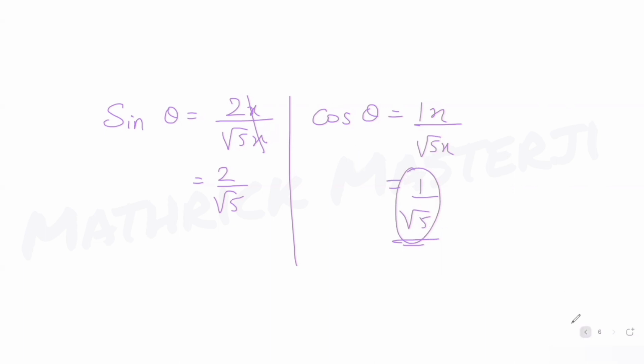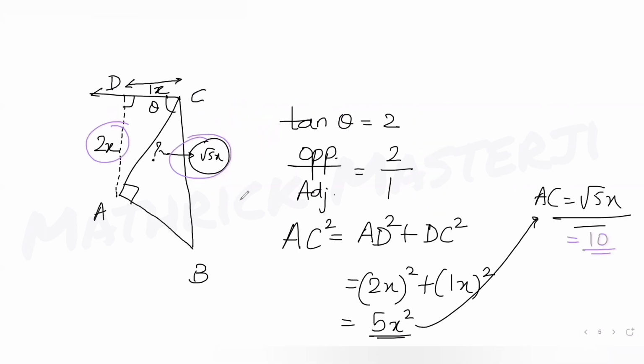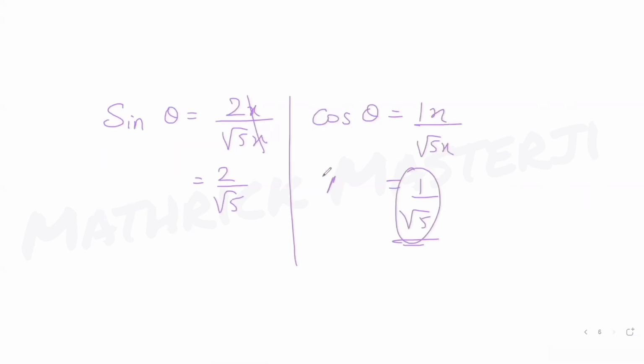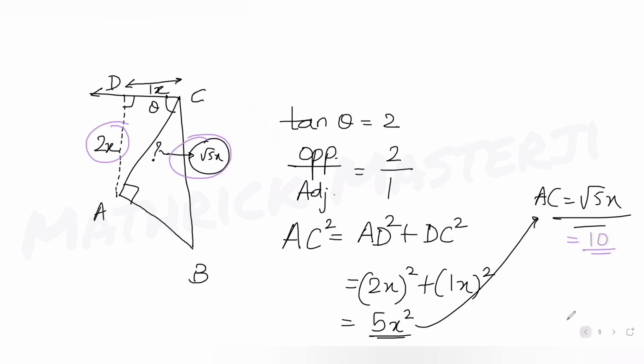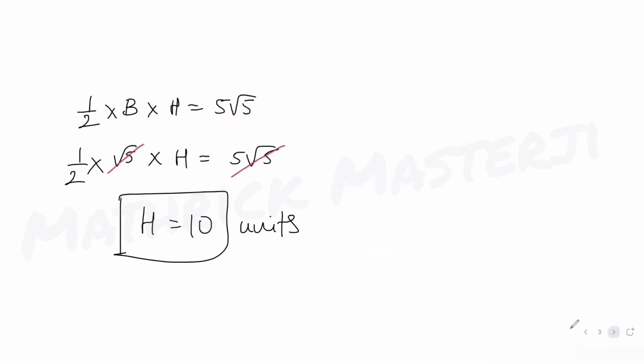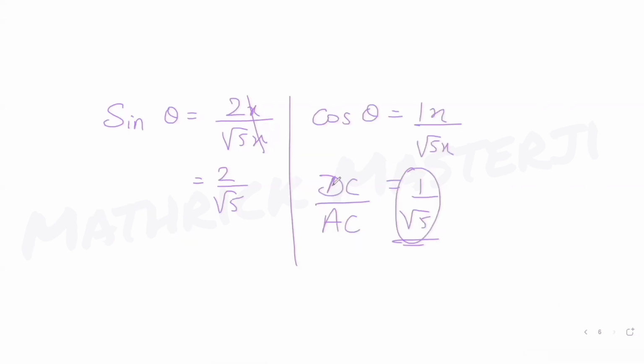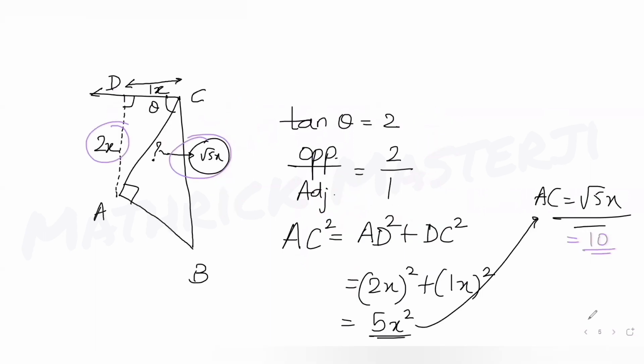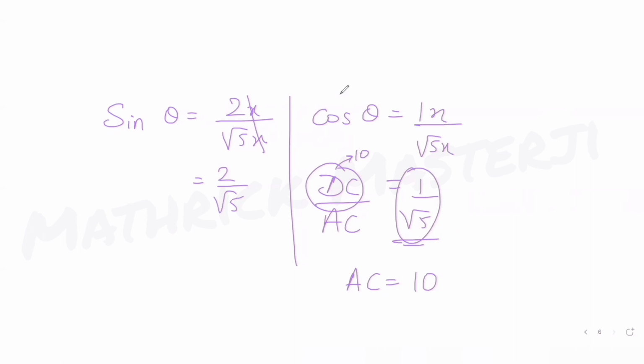And cos theta also, if you figure out, it is DC over AC. I already know AC from the previous height which we figured out, and that was 10 units. So we already know AC as well, sorry, DC as well, that is 10 units. So from here, we don't know DC, we know AC, right? So we need to find DC. AC, we know it is 10.